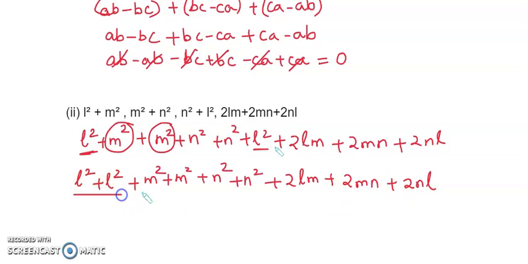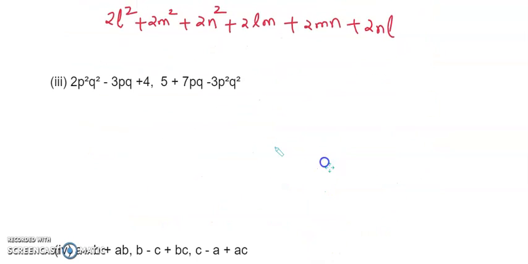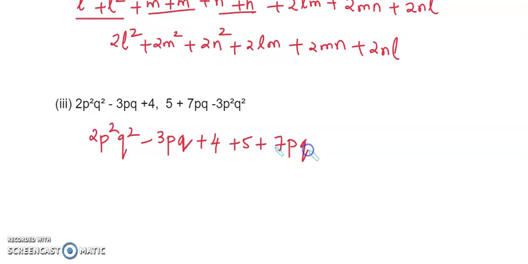Okay, so what will happen? There are 2 each. So add them up, you will get 2L square plus 2M square plus 2N square plus 2LM plus 2MN plus 2NL. Right? Next. Again, let's arrange it. 2p square q square minus 3pq plus 4 plus 5 plus 7pq minus 3p square q square.